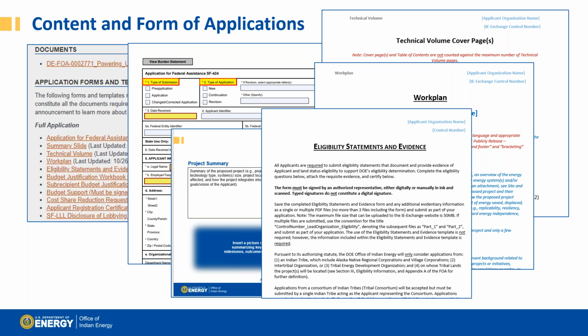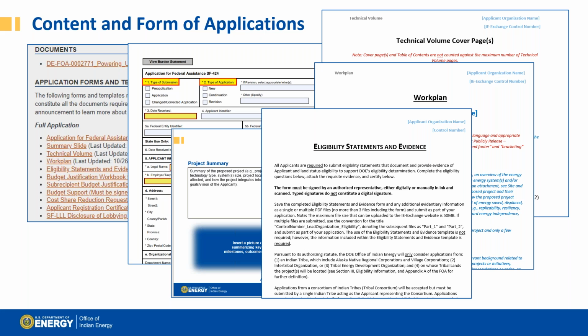The form must be signed by an authorized representative of the applicant. By signing this form, the authorized representative is making certain certifications and assurances, and therefore the form must be signed either digitally or manually in ink and scanned before being uploaded as part of the application. Important: typed signatures do not constitute a digital signature. Forms and templates can be obtained, again, from the iExchange website under application forms and templates.